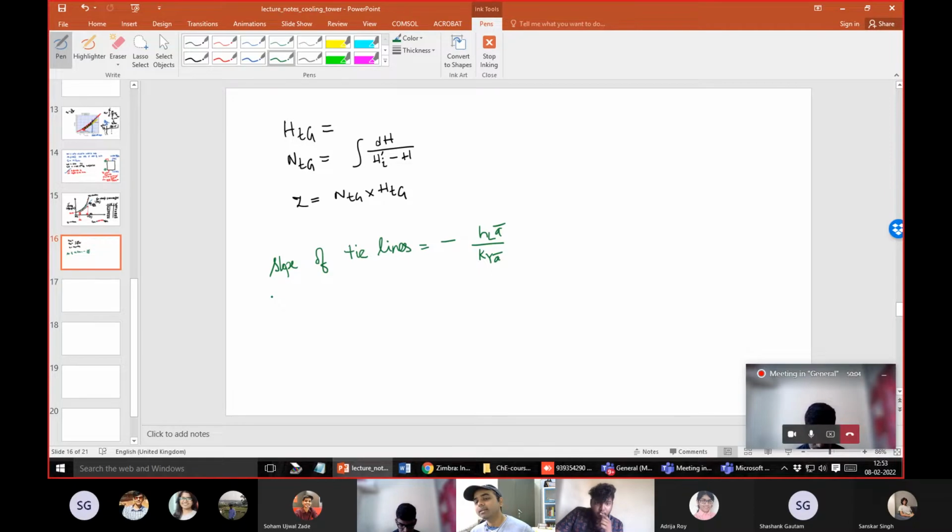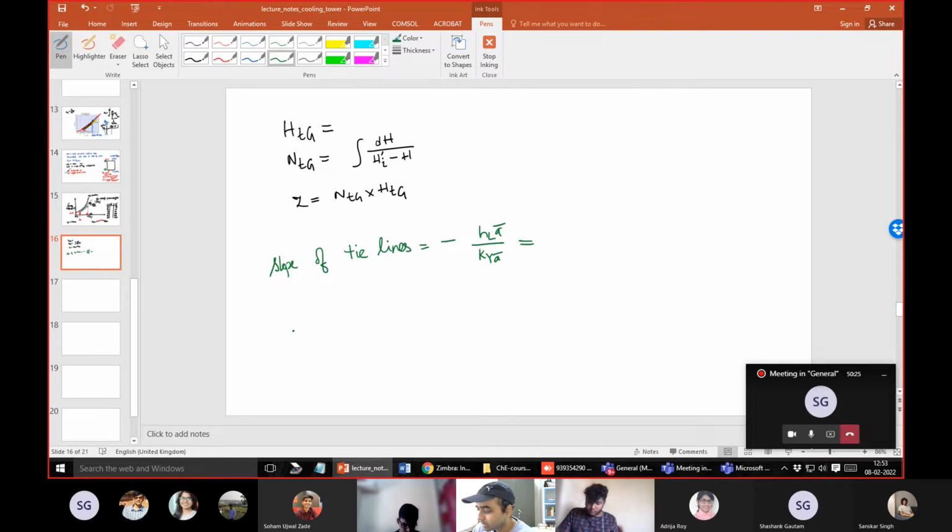Right? This is the slope of the tie lines. So you know how to calculate out your HL, and KY already is given, 6000. So can anyone tell me what is the slope of these tie lines? Quickly.